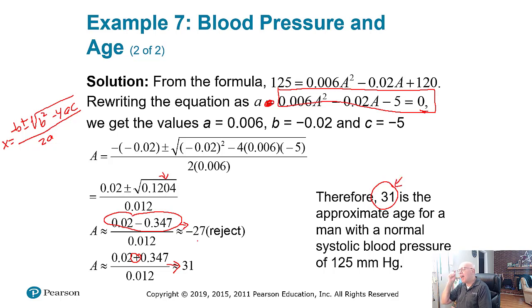Remember, this is the average age, so it's going to vary from person to person. Now, if you want to find out how old I am, try this. My normal reading is about 110. So try using that. That's millimeters of mercury. See how old that should make it.